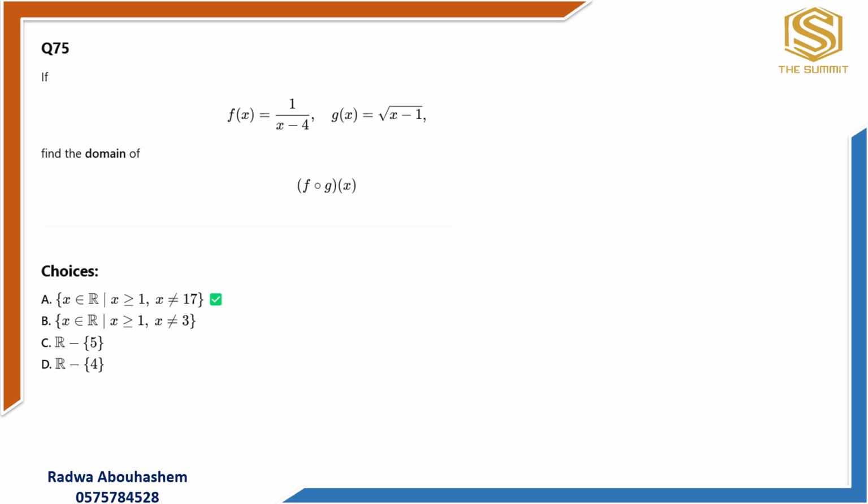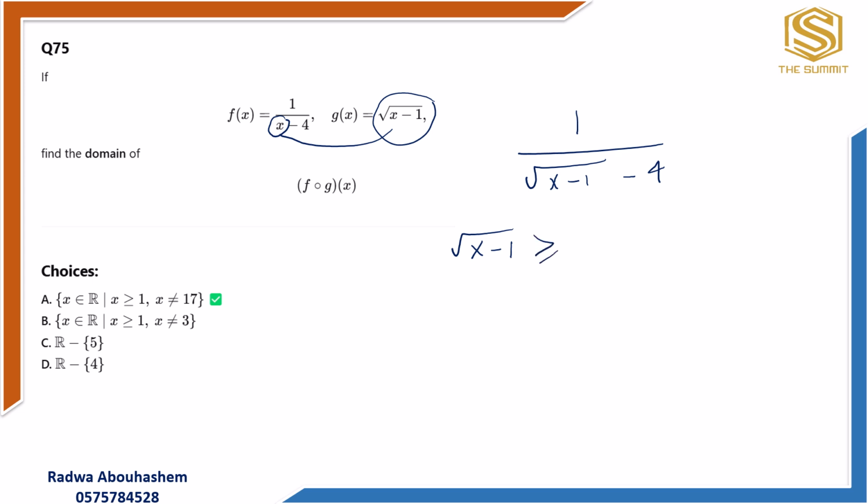If f of x equals 1 over x minus 4 and g of x equals the square root of x minus 1, what is the domain of f composite g? Let's get the f composite g first. So instead of x here, I'm going to put all of this. So 1 over root x minus 1 minus 4. At the beginning, under the root, x minus 1 should be greater than or equal to 0. So that means I'm going to start from 1. So x should be greater than or equal to 1. Okay, good. This is the first part.